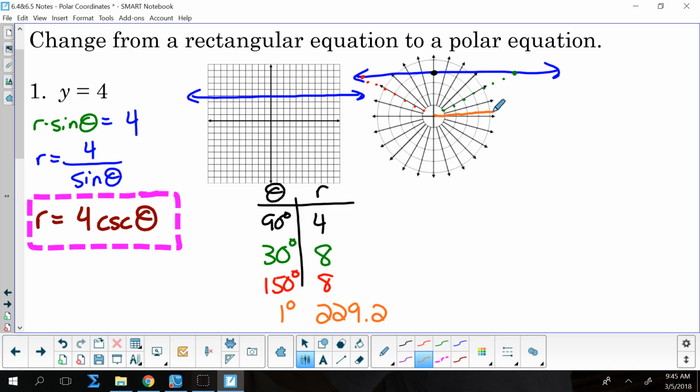Okay. What about 0 degrees? What's the sine of 0 degrees? Sine of 0 is 0. 4 divided by 0 is undefined. Because I'm not horizontally out here. I'm 4 above that, right? So I could never have 0 degrees. So that gives me a line. Okay?